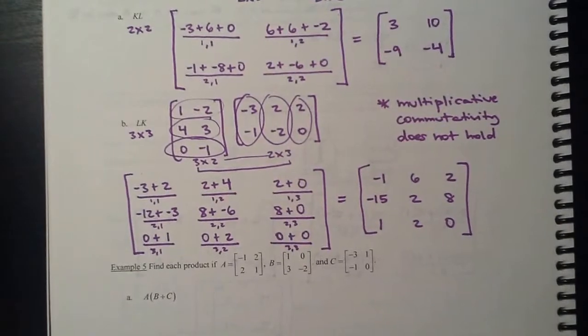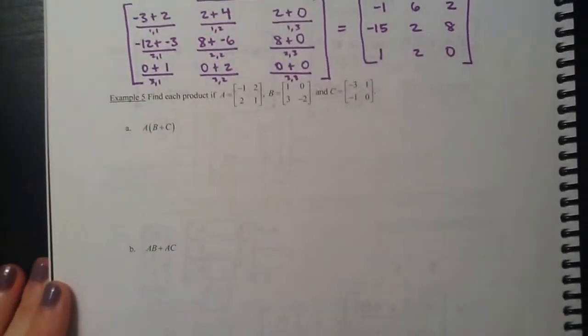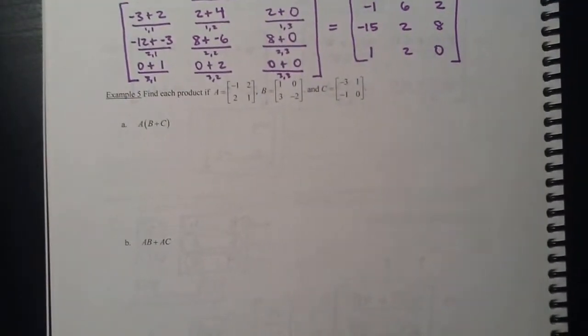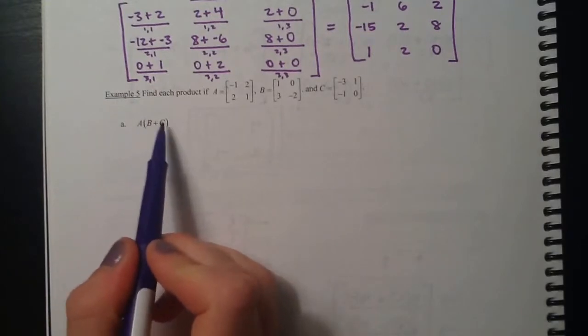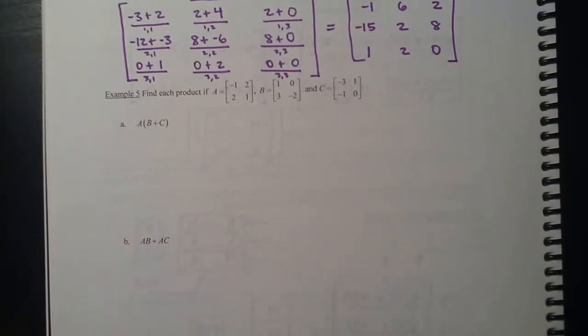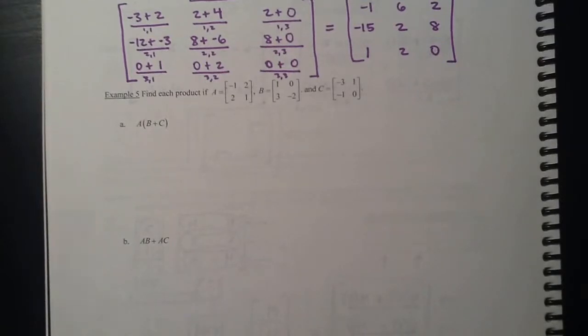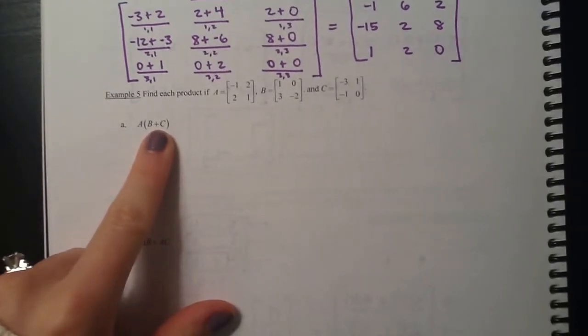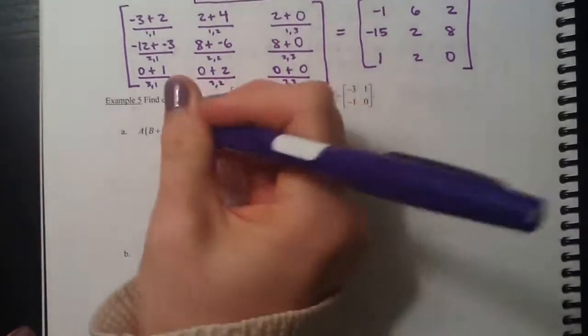We just learned that. Okay, so now with example 5, what we're going to be testing out is the distributive property. Like if we distribute this A to both of these matrices, are we going to get the same answer or not? So when we are testing this one, order of operations holds, so we're going to add B plus C first.